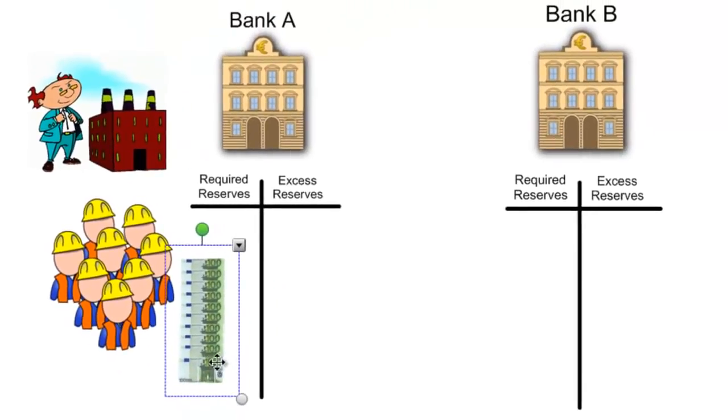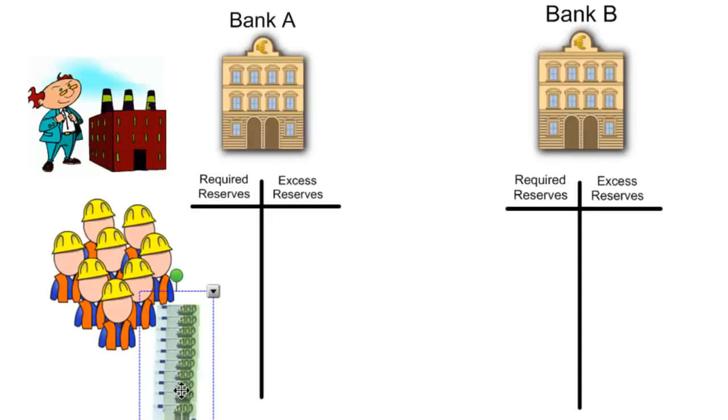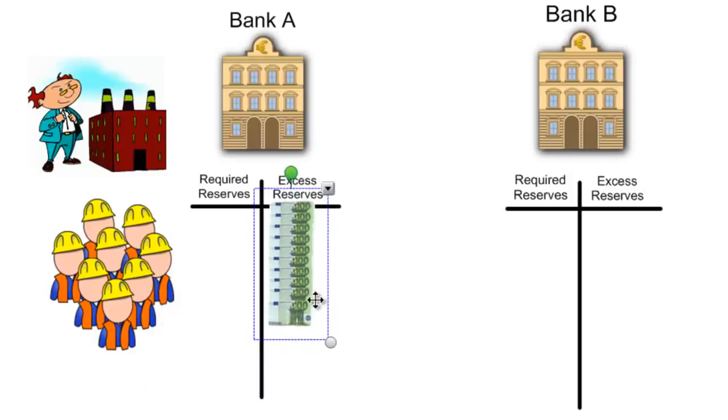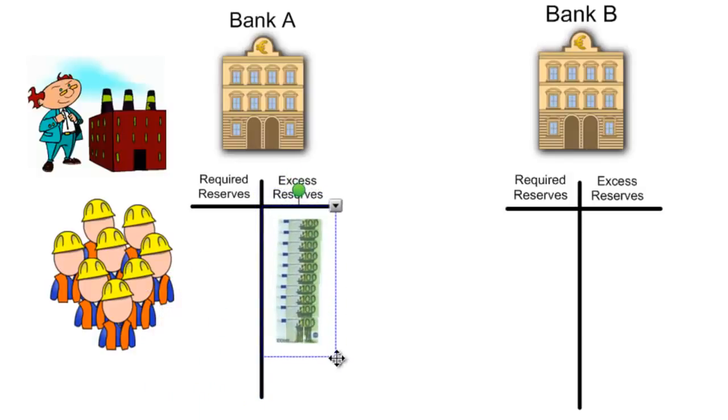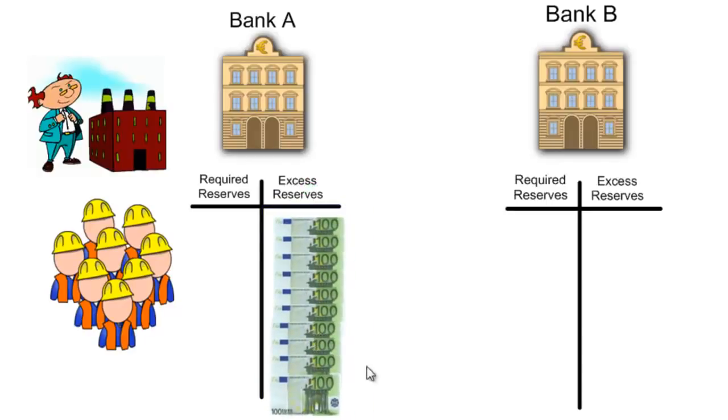These workers will spend some of this money and they will save some of this money, but ultimately any money spent or saved by the workers at this factory will end up being deposited into hypothetical Bank A. So Bank A is a savings institution at which the workers in this factory and the people who receive the money that they spent from the production of their goods and services are saving their money. So as you see, there is an increase in Bank A's total reserves by 1,000 euros.